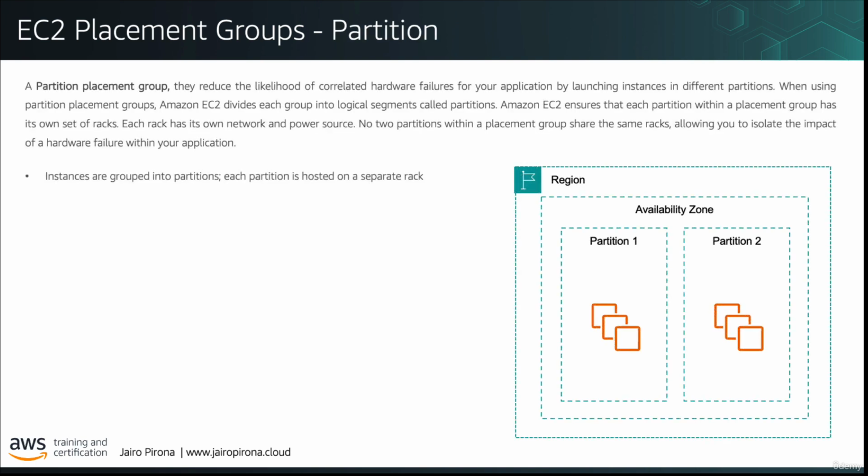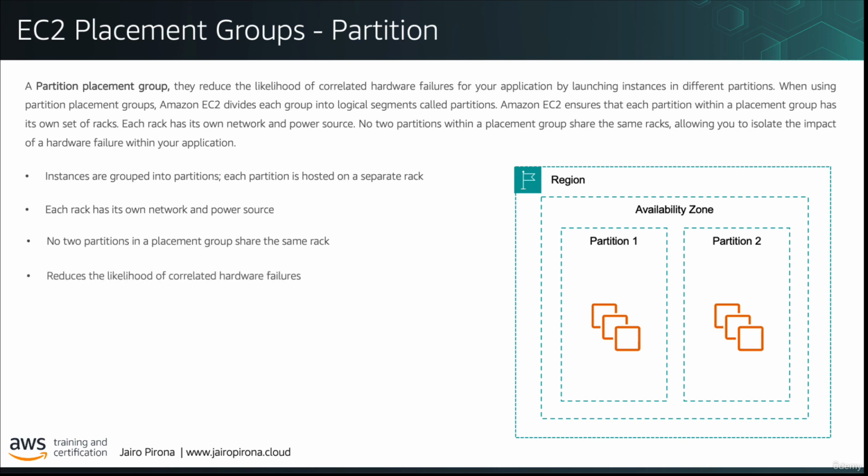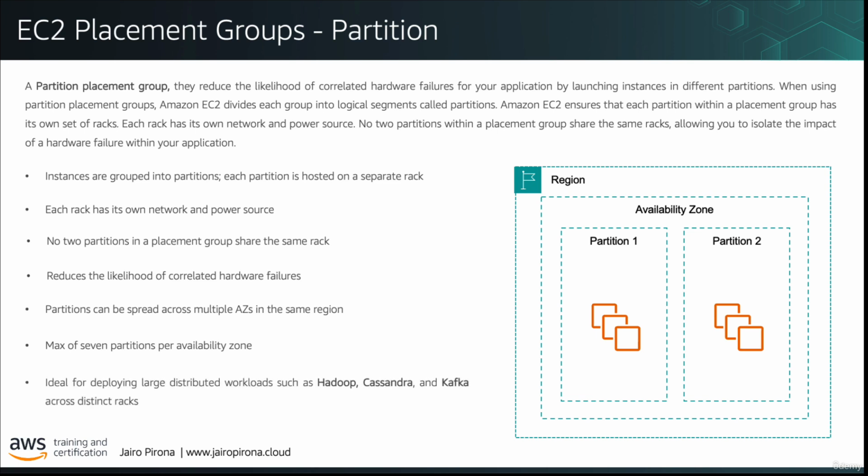Then, there are the partition placement groups. With partition placement groups, instances are grouped into partitions and each partition is housed in a separate rack. Each rack has its own network and power supply, and no two partitions in a placement group share the same rack. Since the instances are housed in separate partitions, the likelihood of correlated hardware failures is reduced. It is important to note that partitions can be spread across multiple availability zones in the same region, and that you can have a maximum of 7 partitions per availability zone. Partition placement groups are ideal for deploying large distributed workloads, such as Hadoop, Cassandra, and Kafka, in different racks.